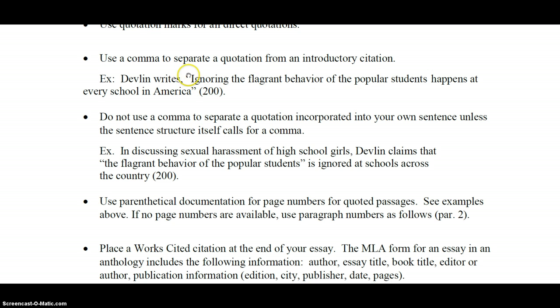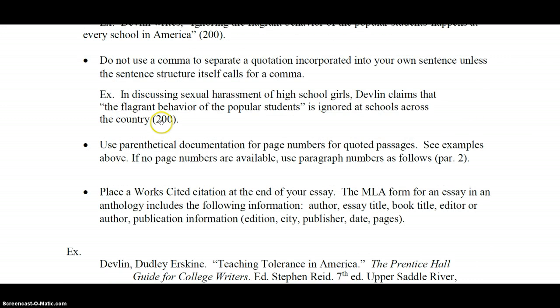So that's the first part of the equation. Do not use a comma if the quotation is incorporated into your own sentence. So look at this example. In discussing sexual harassment of high school girls, comma, Devlin claims that the flagrant behavior of the popular students is ignored. No commas within here because we're inserting our quotation directly into the sentence.